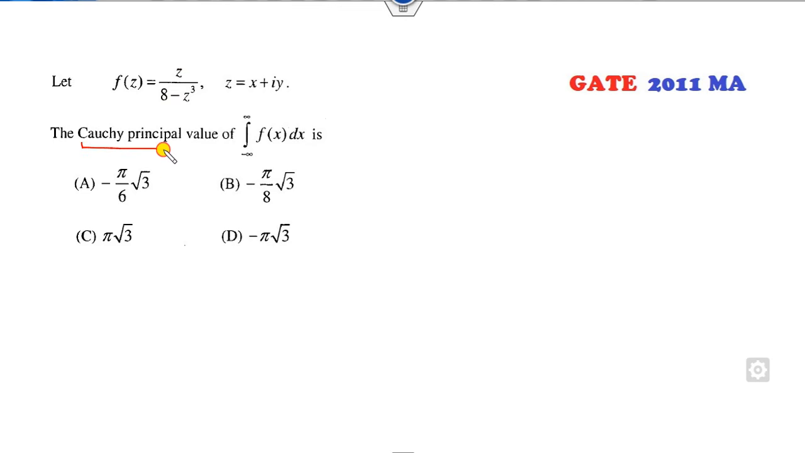Okay, now again it's a Cauchy principal value. Fine. So firstly again I can write the denominator with the highest power of z as positive: z cubed minus 8, which is written as (z minus 2)(z minus 2 omega)(z minus 2 omega square). So what is the Cauchy principal value?